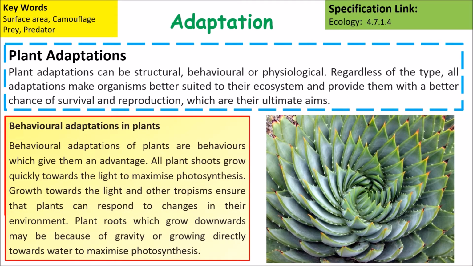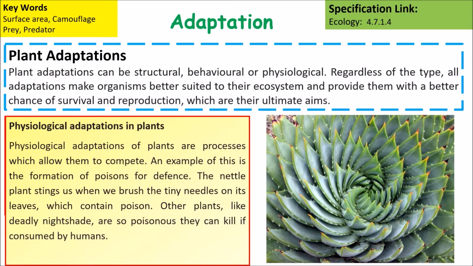Behavioural adaptations of plants are behaviours which give them some sort of advantage. So all plant shoots grow up quickly towards the light, which enables them to maximise photosynthesis. Physiological adaptations in plants is where you've got a plant that is making some sort of poison or toxin which is going to stop them from being eaten.